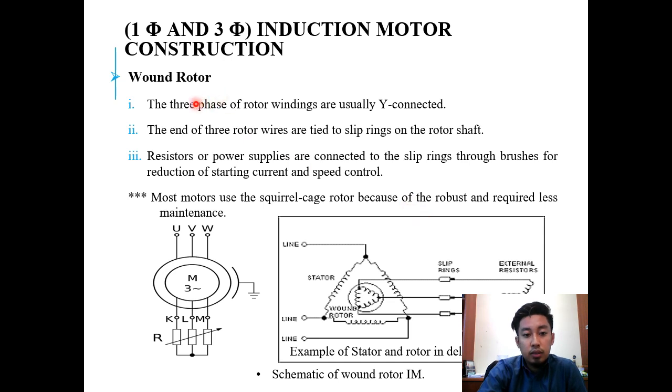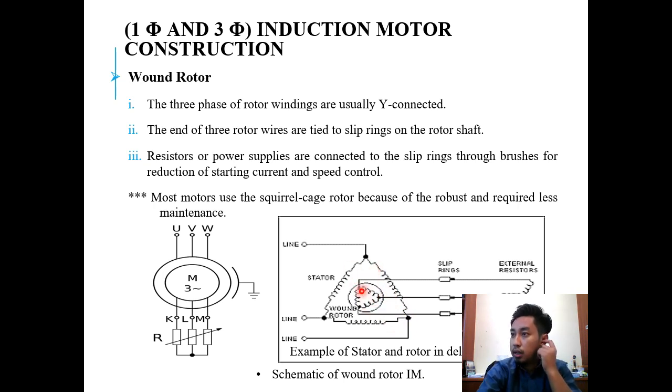This is for the wound rotor. The three-phase rotor windings are usually Y connected, and the ends of the three wires are tied to slip rings on the rotor shaft. This is an example of the stator and rotor in delta connection. This is the line current, lines A, B, C. This is the stator part with the housing, and this is the rotor.